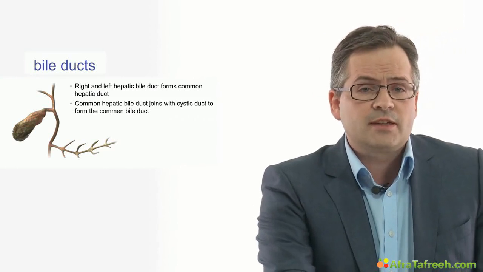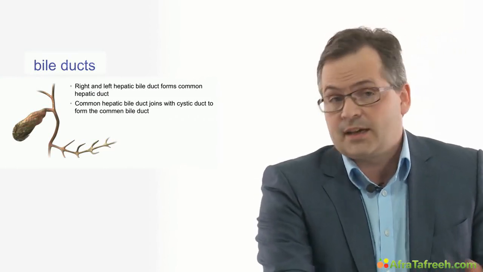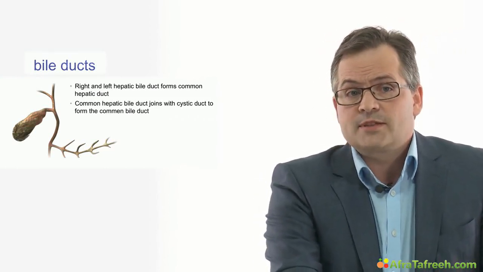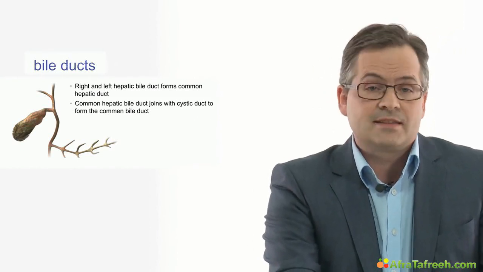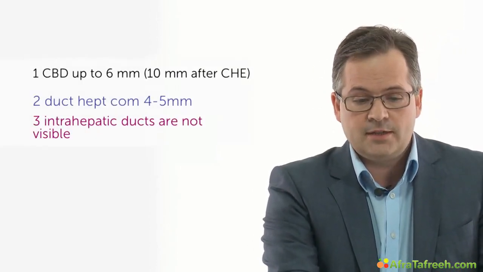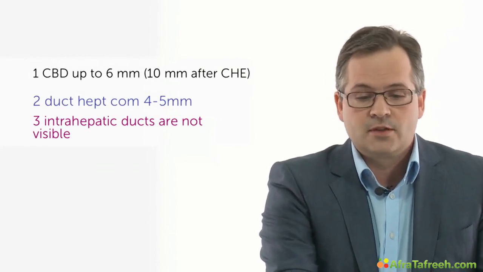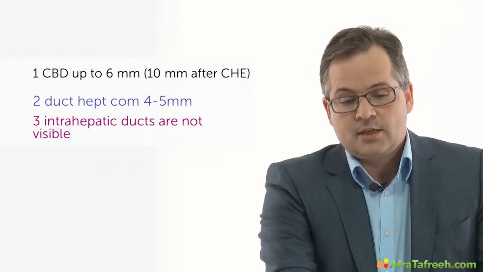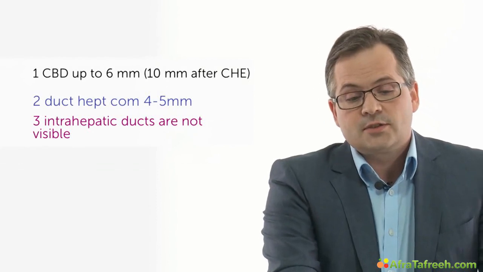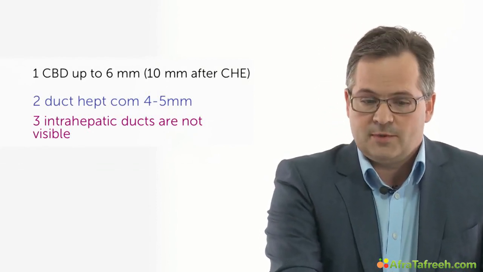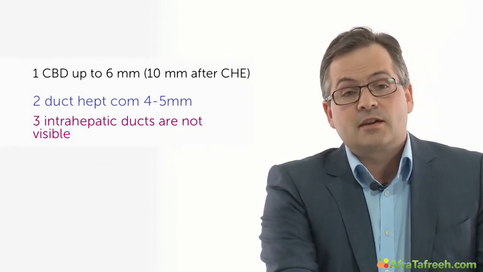It should have a diameter up to 6 millimeters in young and healthy patients. If the gallbladder has already been removed, it should be less than 10 millimeters. Keep in mind, common bile duct 6 millimeters, or less than 10 millimeters. The common hepatic duct should not exceed 4 to 5 millimeters. Intrahepatic ducts are not visible.